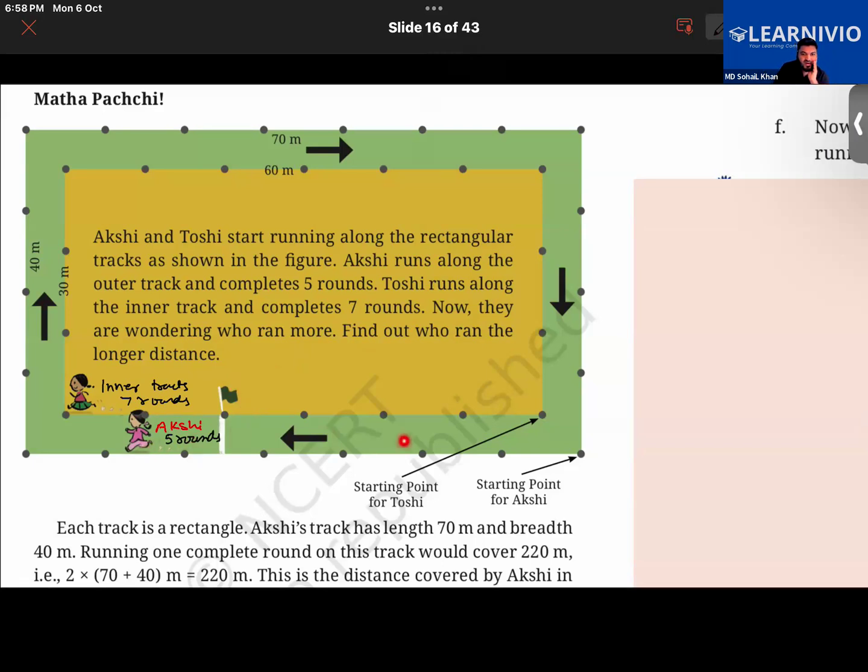If you were to look at the total length of the boundary of the outer track in which Akshi is running, it is actually more. One single round of the outer track is more than one full round of the inner track. You guys can clearly see this. Pay attention here, both of you. Also each track is a rectangle basically. Further, it's also mentioned here. Look at the dimension also given here. 70 by 40 meter is the dimension of the outer track, and 60 meter by 30 meter is the dimension of the inner track.